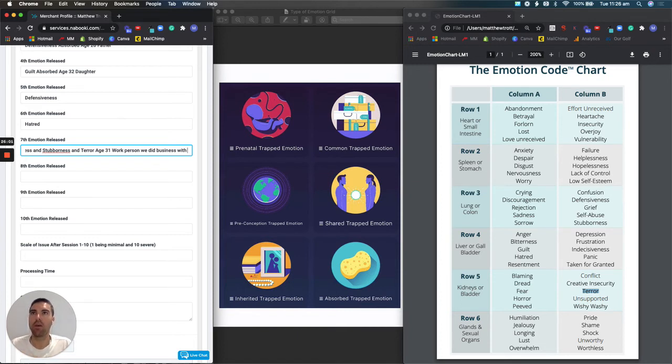As I said before, this is the great thing about the Emotion Code, is we don't have to go through those situations again in our lives if there have been traumatic events. So what I'm going to do is release that one.